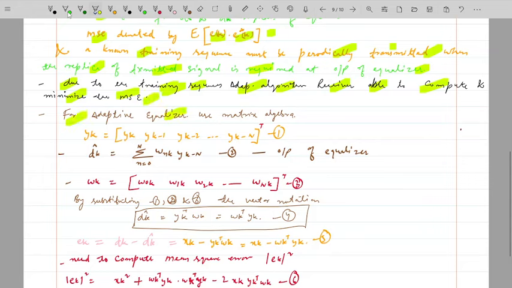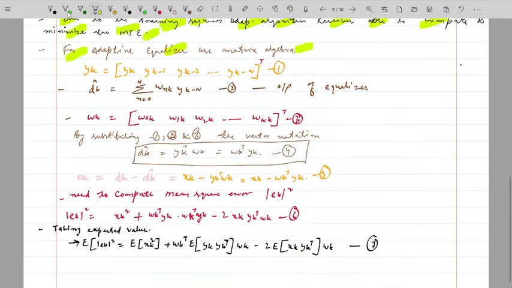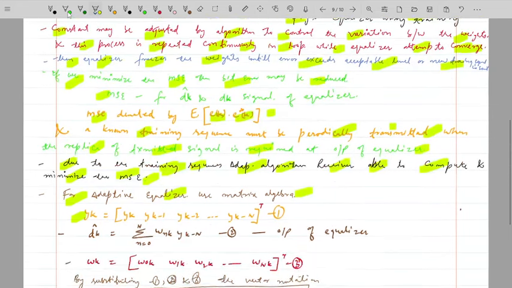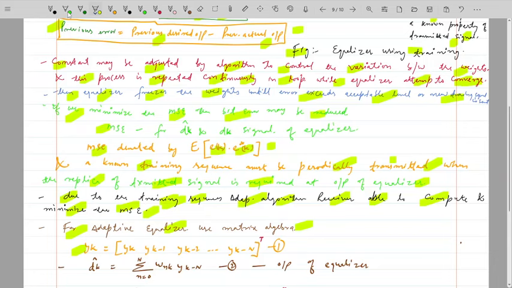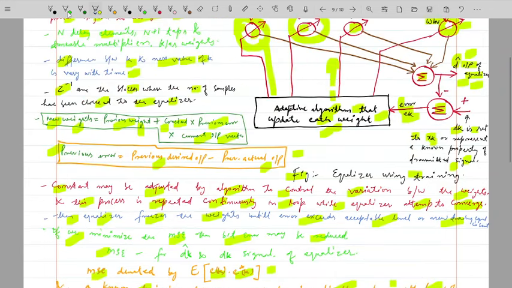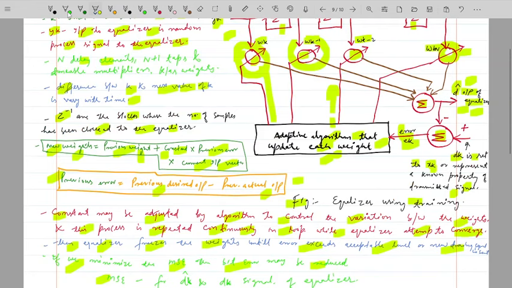For the adaptive equalizers, the derivations use matrix algebra. Basically some matrices are used there, so we will discuss the equations one by one. Here y of k is the input vector, or input signal, that is given to the equalizer, as we have seen in this figure.